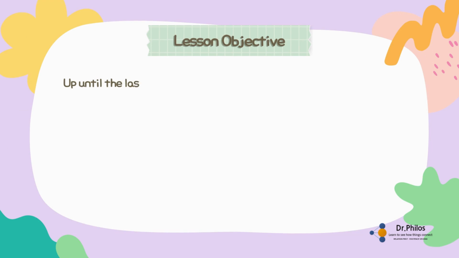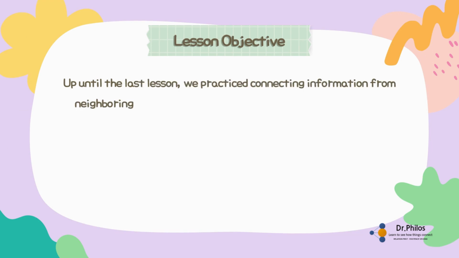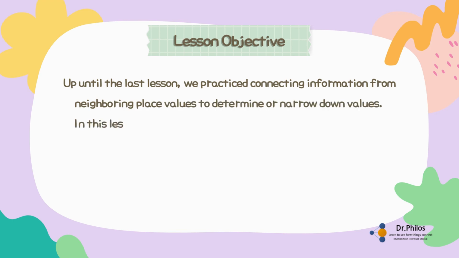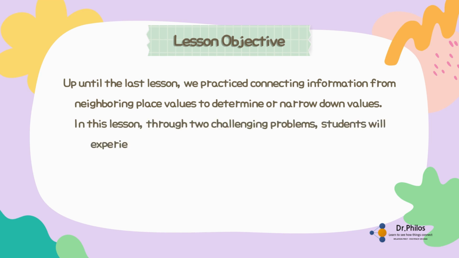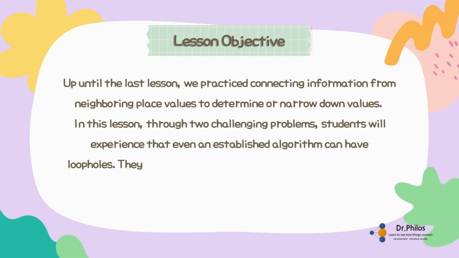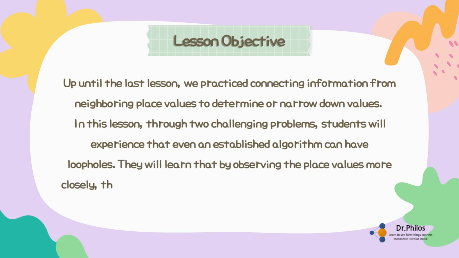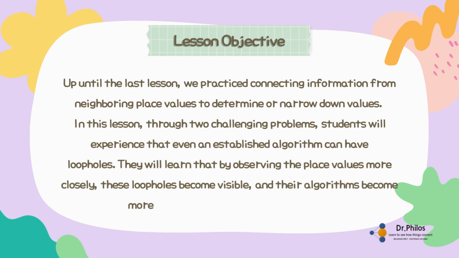Up until the last lesson, we practiced connecting information from neighboring place values to determine or narrow down values. In this lesson, through two challenging problems, students will experience that even an established algorithm can have loopholes. They will learn that by observing the place values more closely, these loopholes become visible, and their algorithms become more refined through such observation.